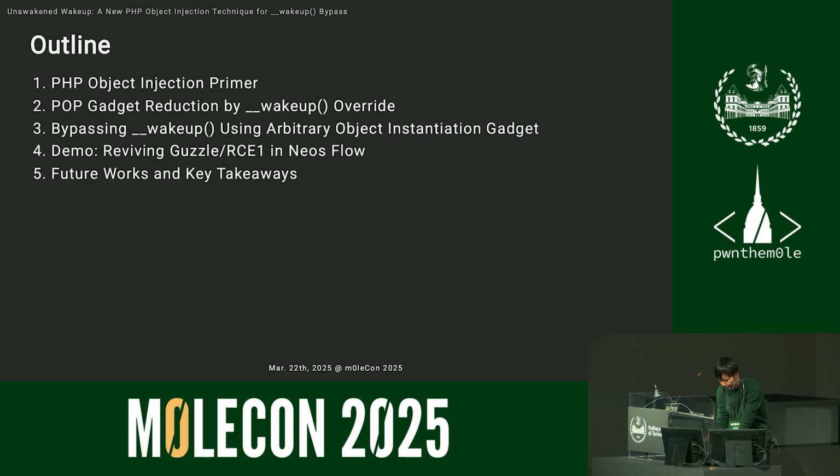During the demo, I apply this technique to the Neos Flow web framework and bring Guzzle RCE1 from PHPGGC back to life. I'll also explain the flow of the gadget chain used in the demo as much as time allows. Lastly, we'll wrap up with future works and the key takeaways. Now, let's start.